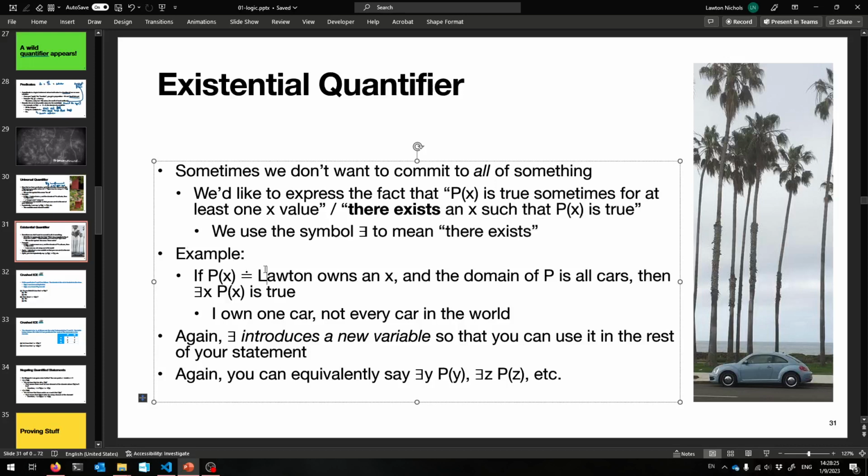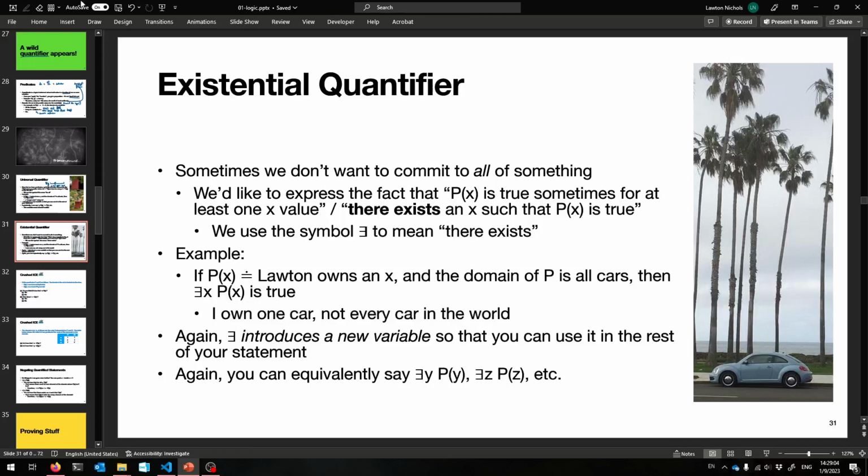Example of there exists. Let's define P of x to be Lawton owns an x, and the domain of P is all cars. I only have one car, so it's not true that for all x, P of x, I don't own every car in the world. But I do own at least one, so there exists an x such that P of x is true. Do you see how that makes sense? There is at least one car, and I own it. X gets to be that car. We're not talking about it specifically, it gets to pick it out of the universe of cars. So I own one car, not every single car.